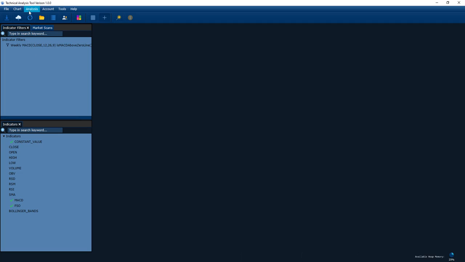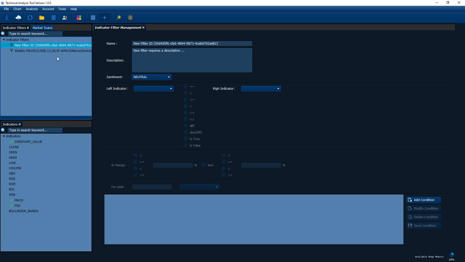Okay, let's go into our indicator filter management. First of all, if you want to create indicator filters around MACD, or around any indicator, you need to go into the analysis manual group and pick the first one, which is our indicator filter management. You click on that, right click on any node in the indicator filter management, and pick add filter. Once you click add filter, we open an indicator filter management page for you with a default name.